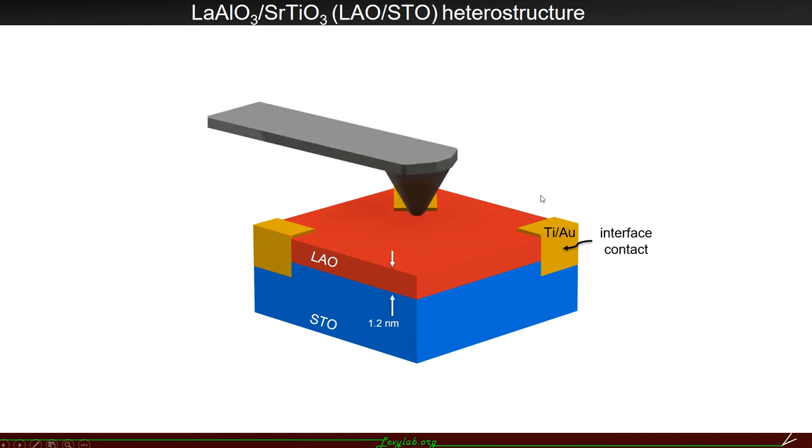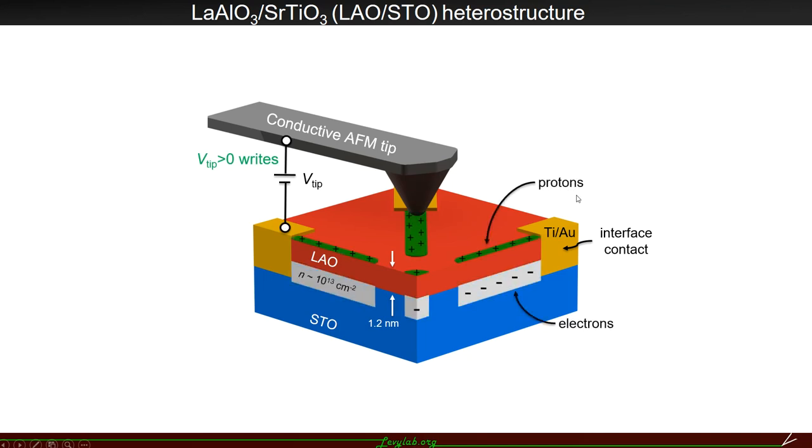But when we put these two materials together, a 2D electron gas can be formed when the thickness of LaAlO3 is above 4 unit cells. And we can use the conductive AFM lithography technique invented by our group. We're able to write conducting nanostructures at the LaAlO3/SrTiO3 interface. When we put positive voltage on the tip, we can write conducting nanostructures. But when we put negative voltage on the tip, we are able to erase the nanostructures we wrote. So it's a reversible process.